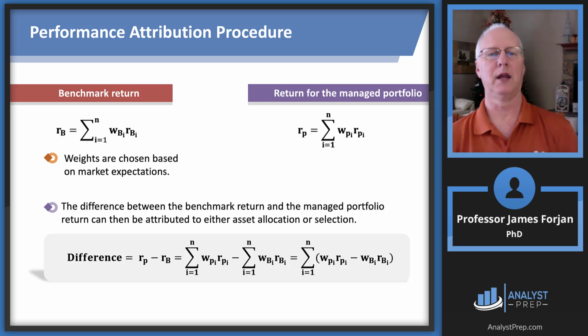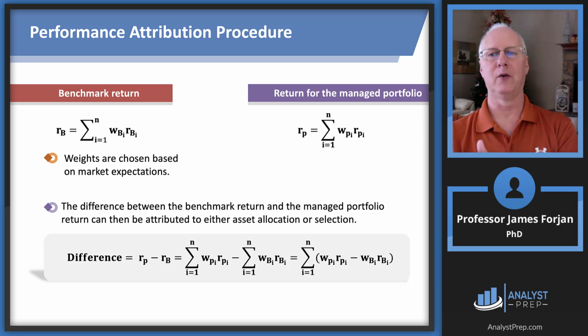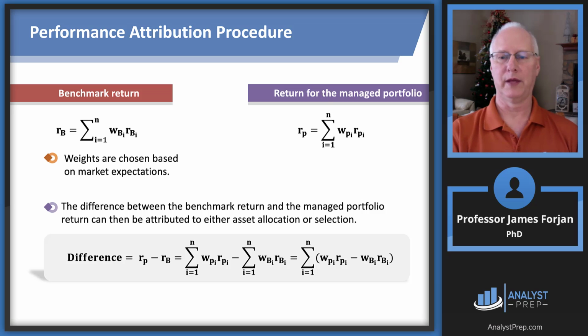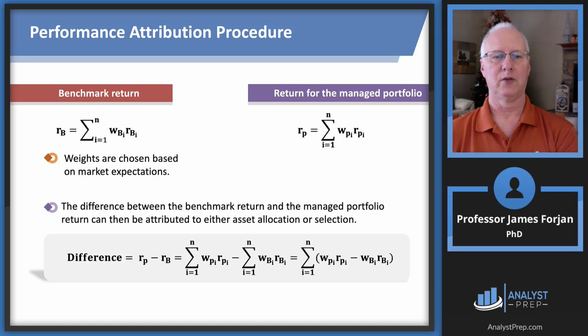So let's go ahead and work through an example. Let's start with benchmark return and the return on the managed portfolio. Notice that those two equations are identical with the exception of the subscripts. So over here on the left-hand side in red, we have the benchmark portfolio. And over here in purple, we have the managed portfolio, sub P, right? And so the weights on the benchmark are chosen based on market expectations. I mean, that makes sense.